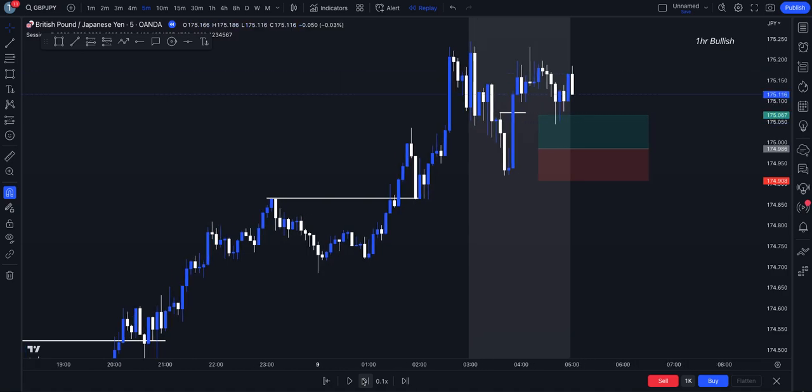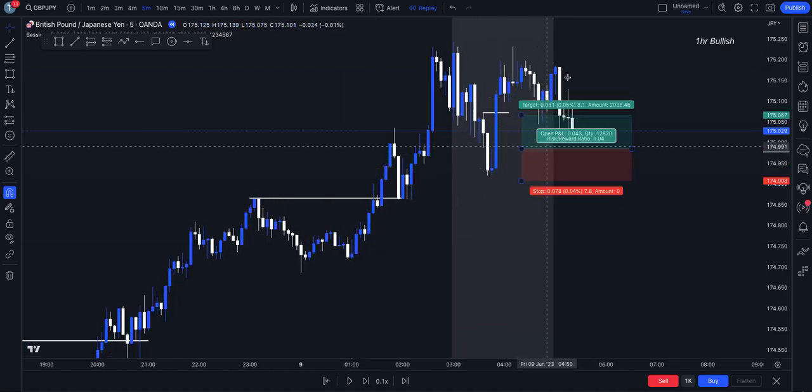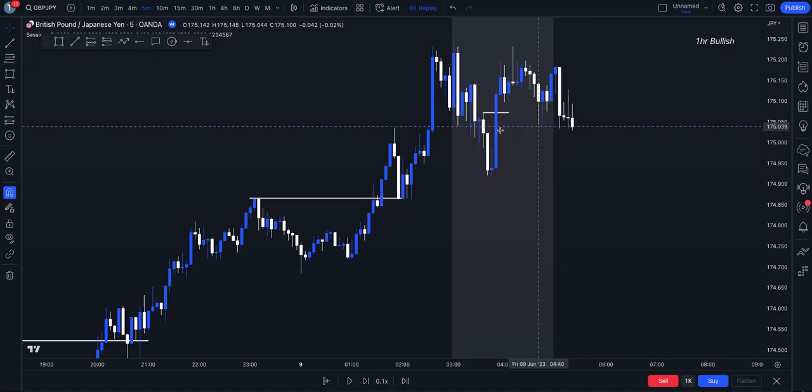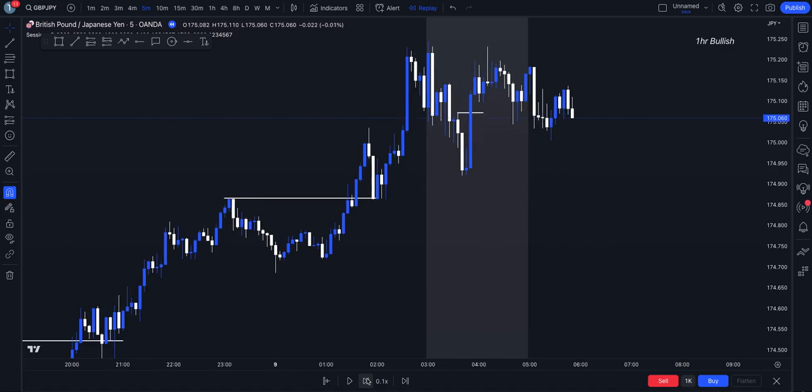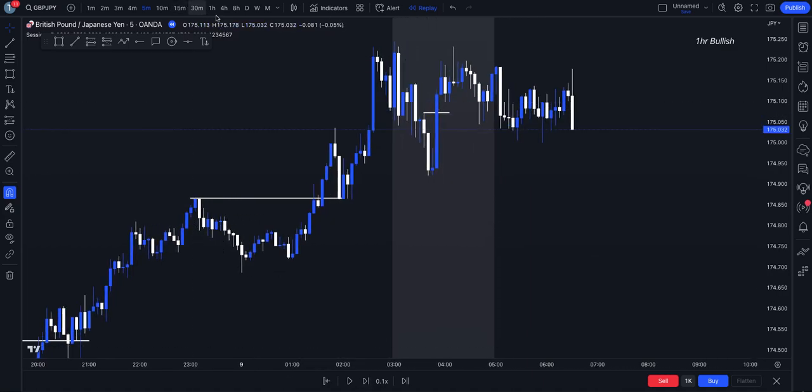So let me just fast forward a bit further, and as you see, we don't get an entry here. So that is then deleted. That's within our time zone right here. Now, as you can see, we're out of this time zone, no trade, brilliant. So as you can see, it doesn't always work like this.